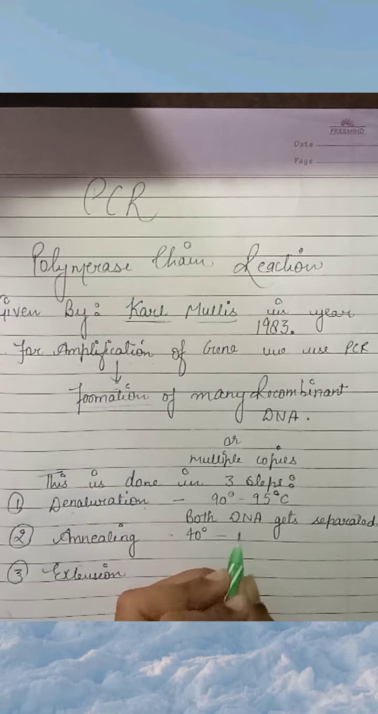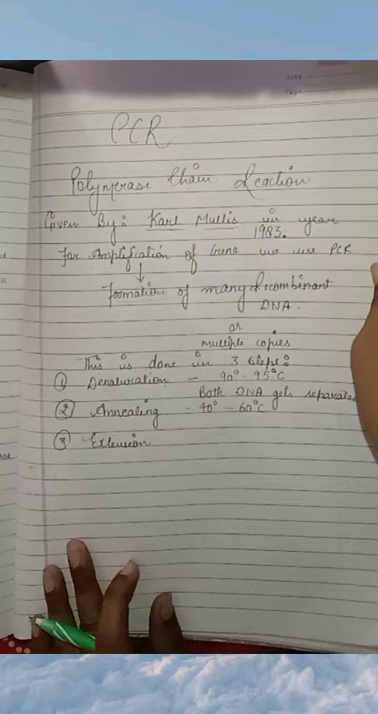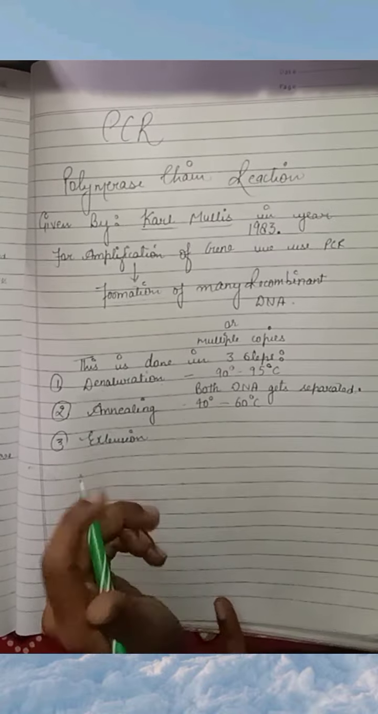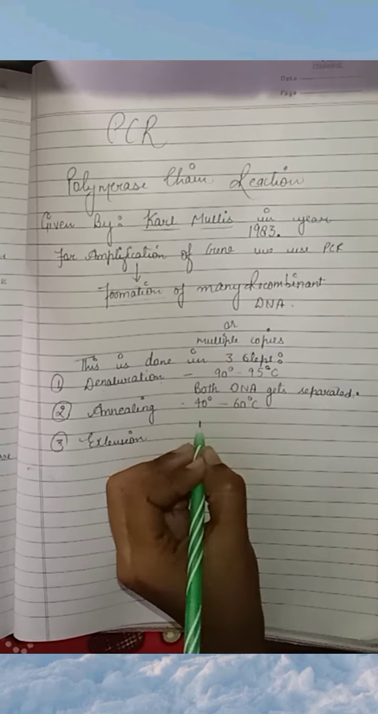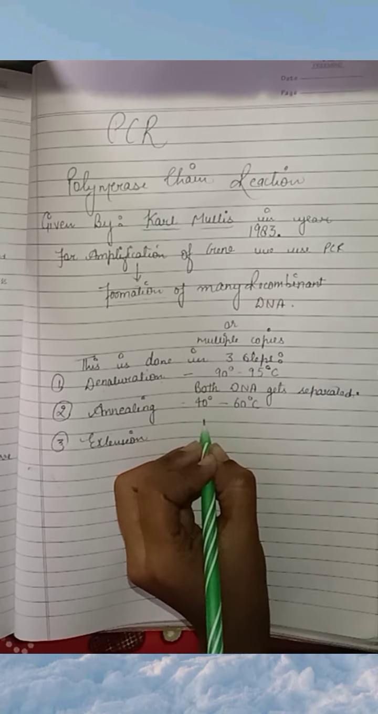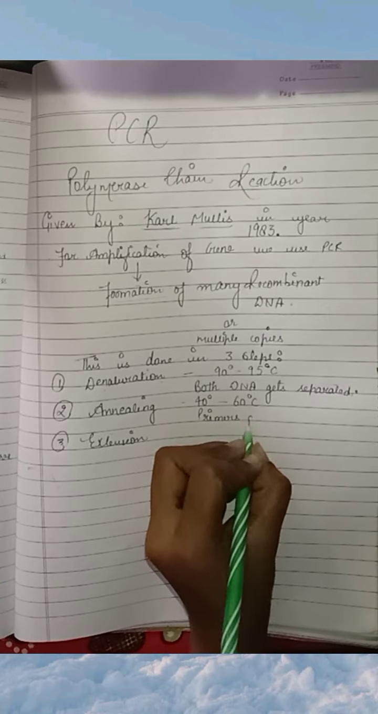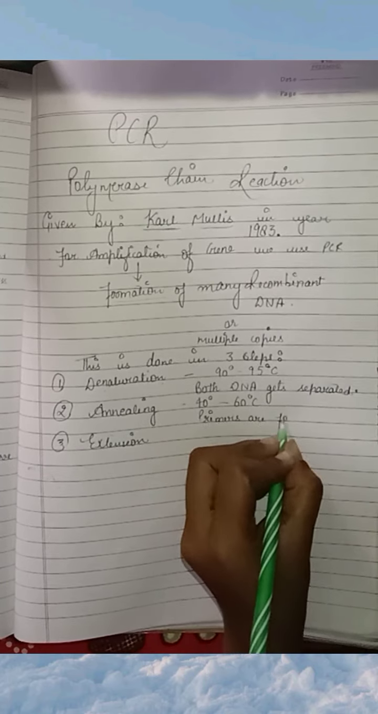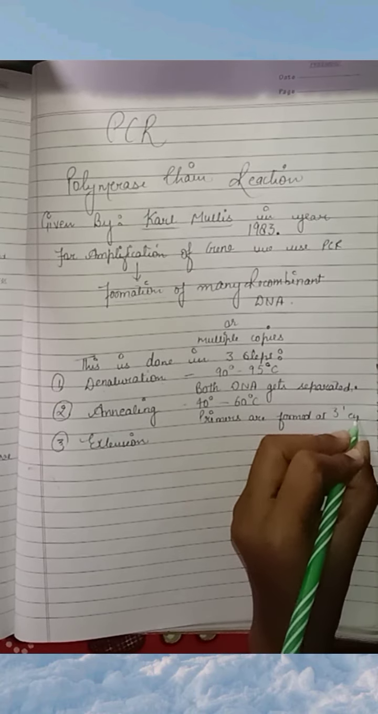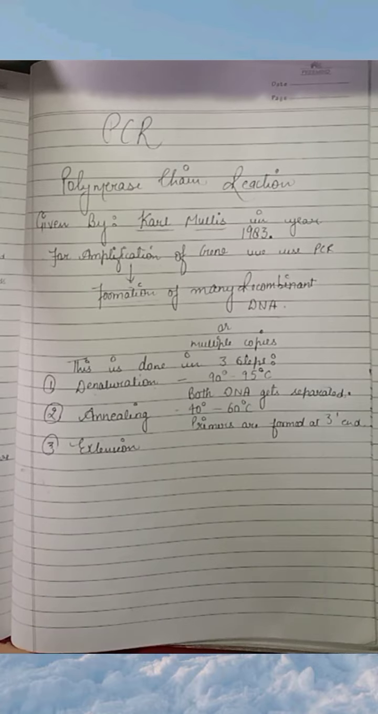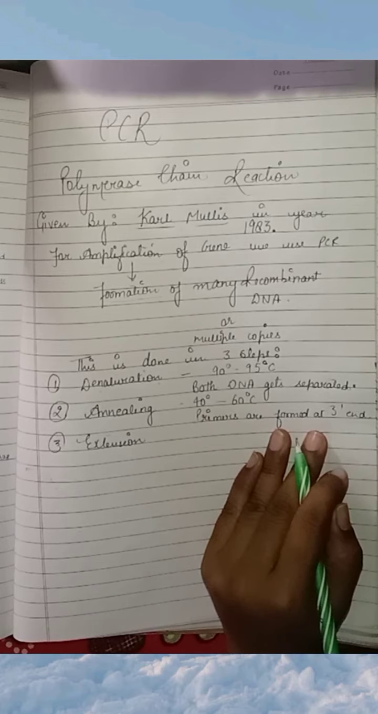Annealing means to anneal. It is done at 40 to 60 degrees Celsius. Primers are attached at the 3' end. We use MgCl2 here. It's up to the place where we are going to do the process, because it's not a small process. A number of DNA technologies are used beyond it. Now we are going to the extension process.